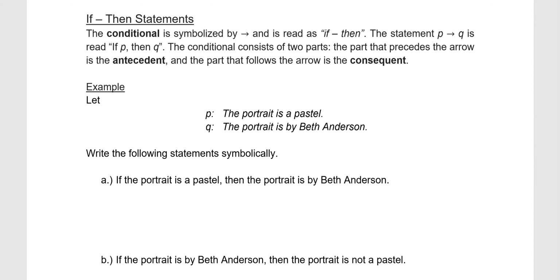For the next thing, we have if-then statements. If-then statements are called conditional, and are symbolized with an arrow, and we read this if-then. For example, if we have the statement P and then the conditional Q, we read this if P, then Q. This consists of two parts. The first part before the arrow is called the antecedent, ante meaning before, and the part after the arrow is the consequent.